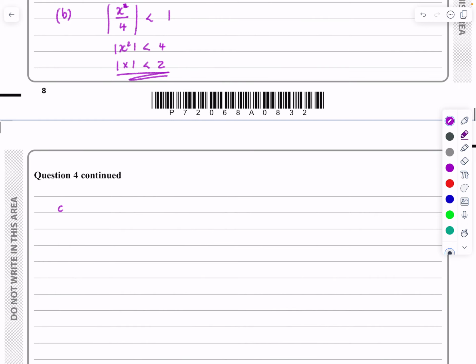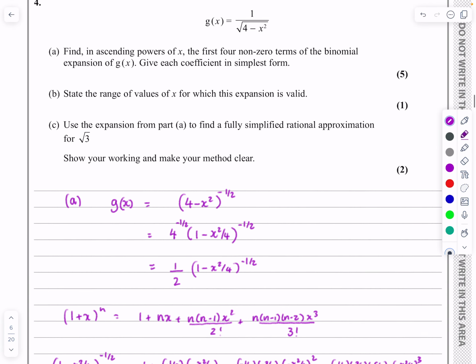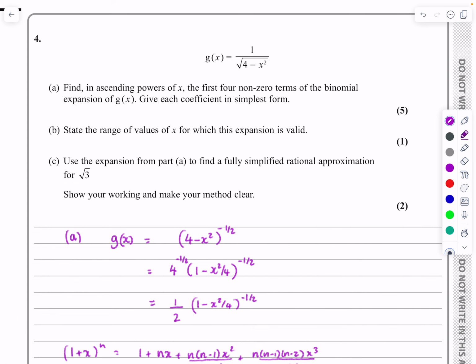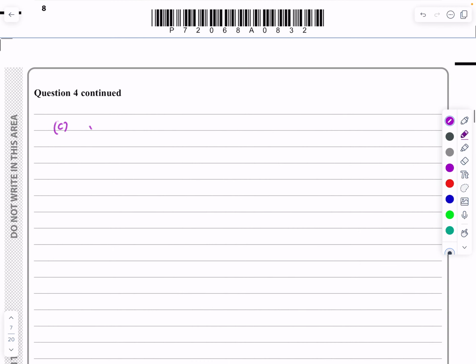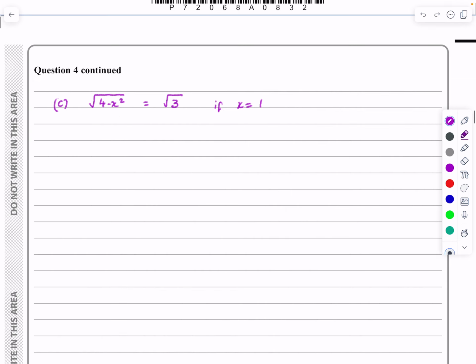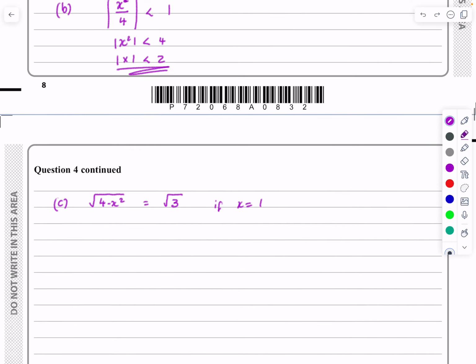And then part C, they're asking us to now use the expansion to find a rational approximation for root 3. So I've got to look at root 4 minus x squared and think, how can I get root 3 from that? Well, I can get that by simply saying if x is equal to 1. If x is equal to 1, we get 4 minus 1, which is 3, so we'll get root 3 from that.